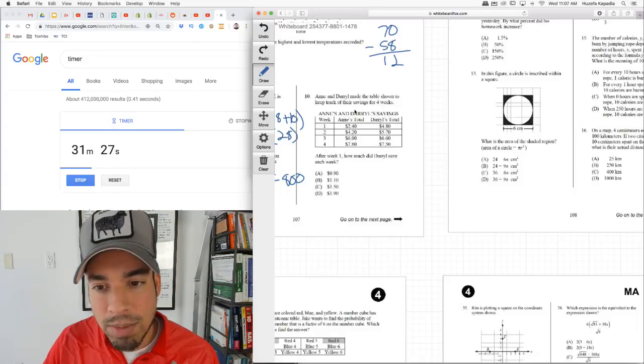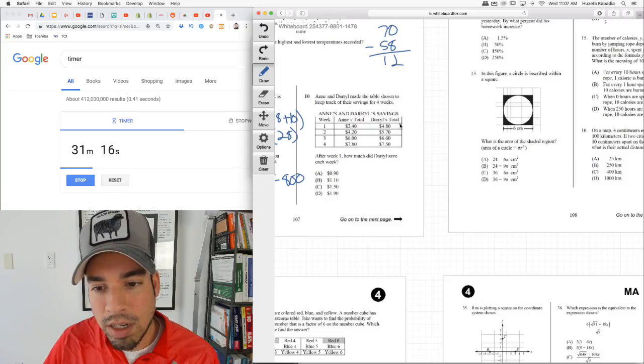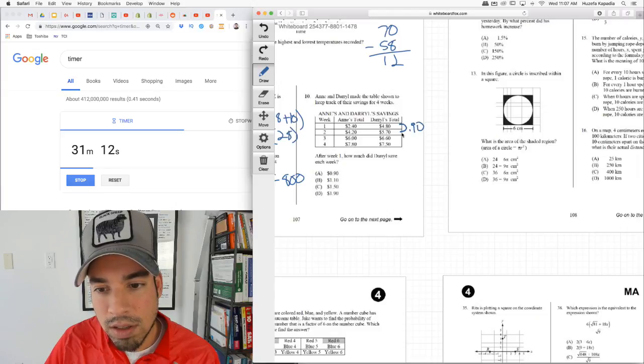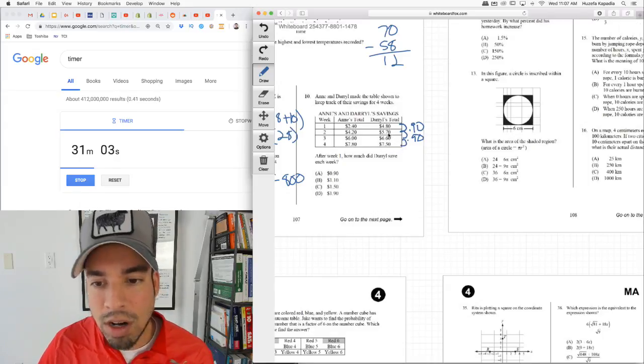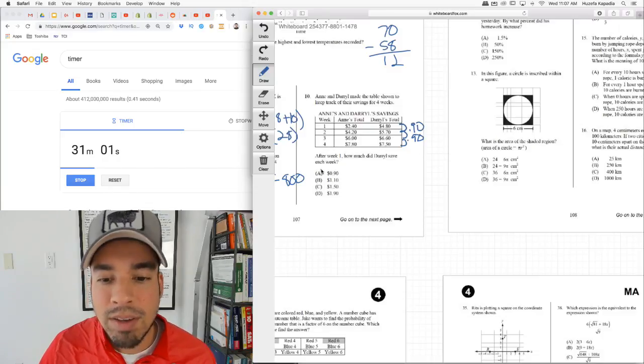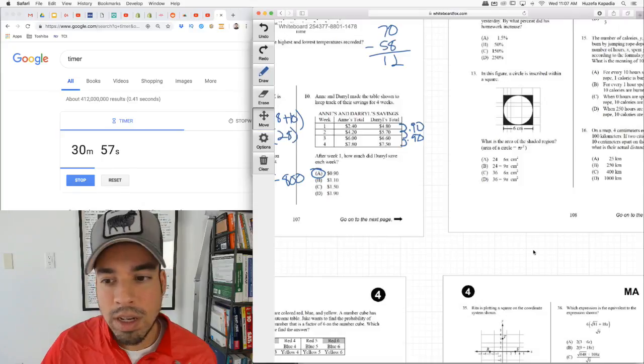Anne and Daryl made the table shown to keep track of their savings for 4 weeks. After week 1, how much did Daryl save each week? So here's week 1. So then he saved 90 cents there. Here he saved another 90 cents. You see that 570 to 660. So I could subtract these, but I can kind of calculate it because $1 up from this would be 580, but it's 570. So he's saving 90 cents each week. Next.